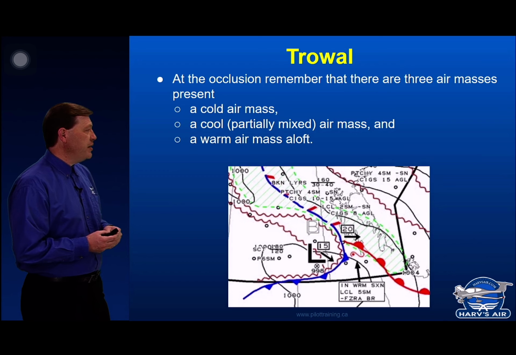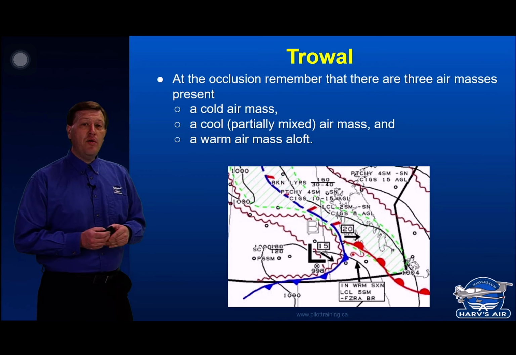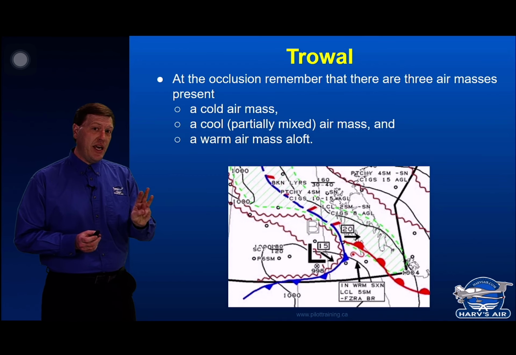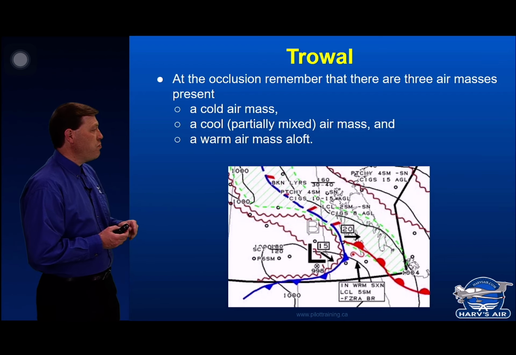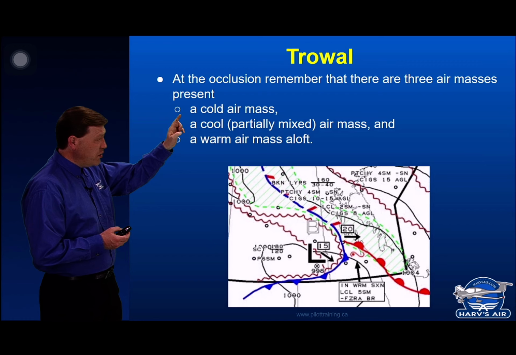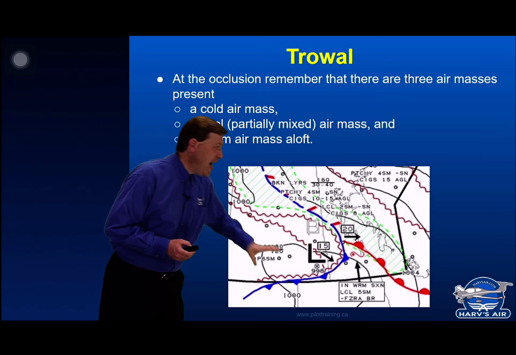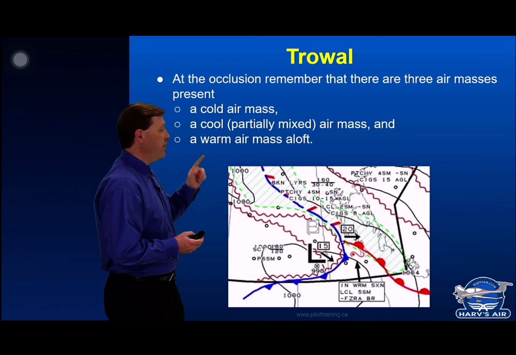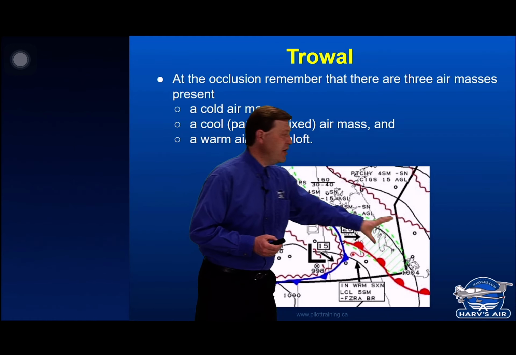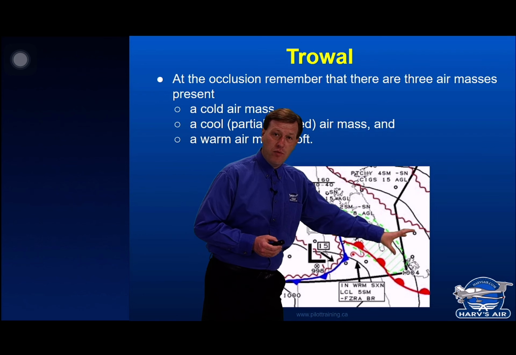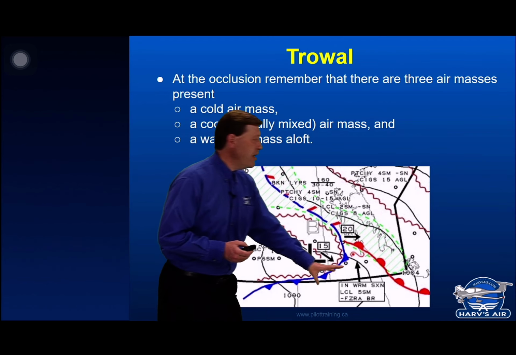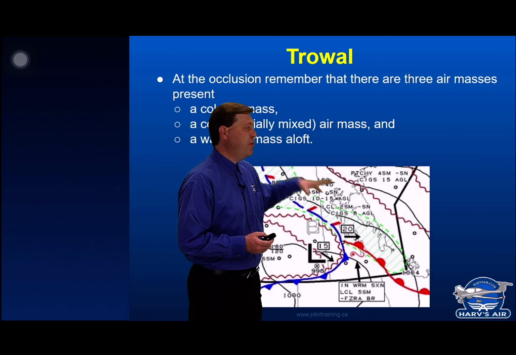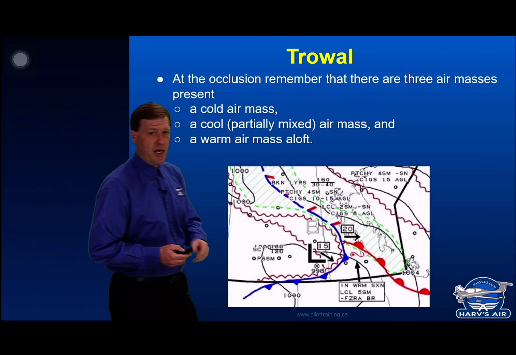Okay, right on. Now, when it comes to the 3 air masses that we have at a trowel, I did mention this as well. We're going to have a cold air mass, so this is the one back here. And then we are going to have a cool air mass. This is the one over here, just ahead of the warm front. And then we've got the warm air mass in here that's getting pushed aloft, okay?